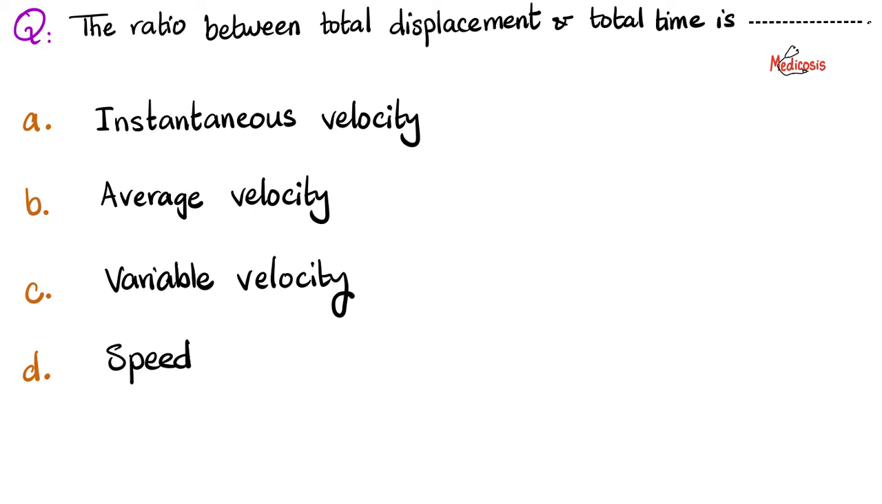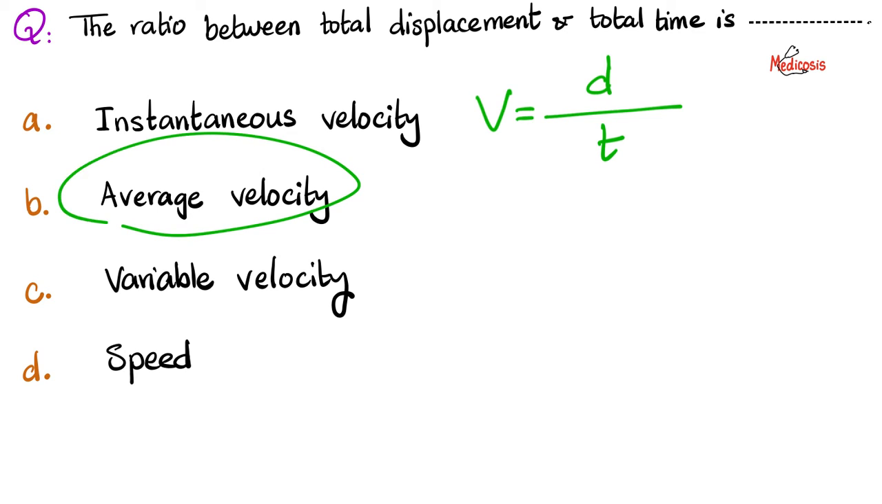Please pause and try to answer this yourself. Okay, so it's the ratio between what? Total displacement over total time. If it's total, then this is the average velocity.